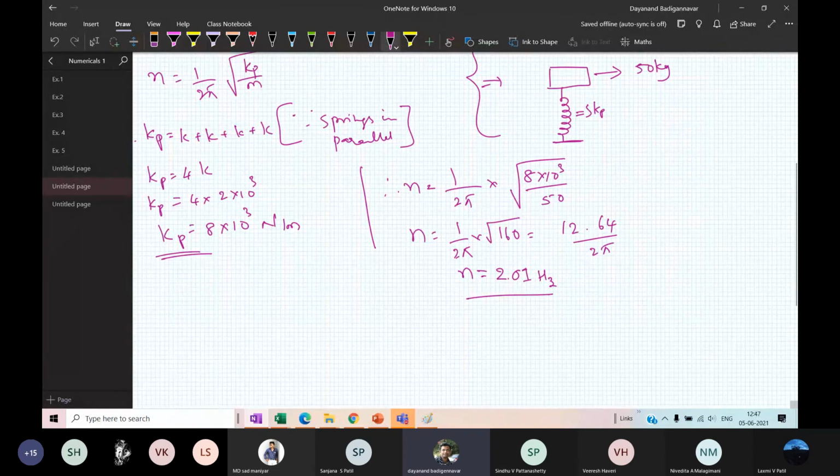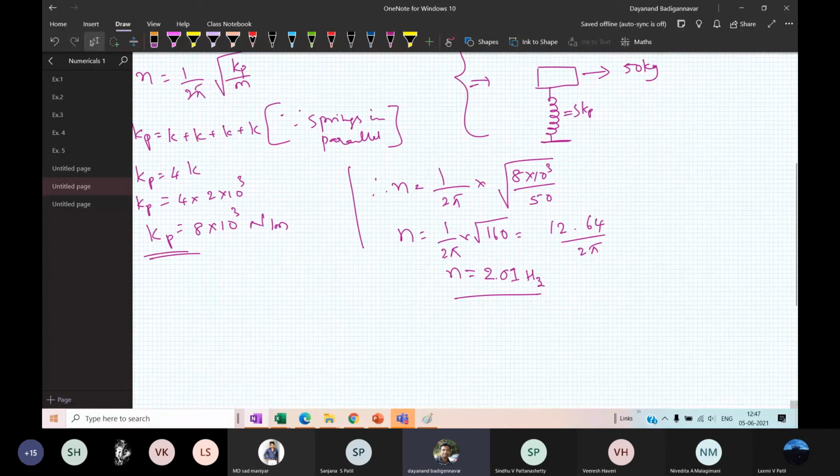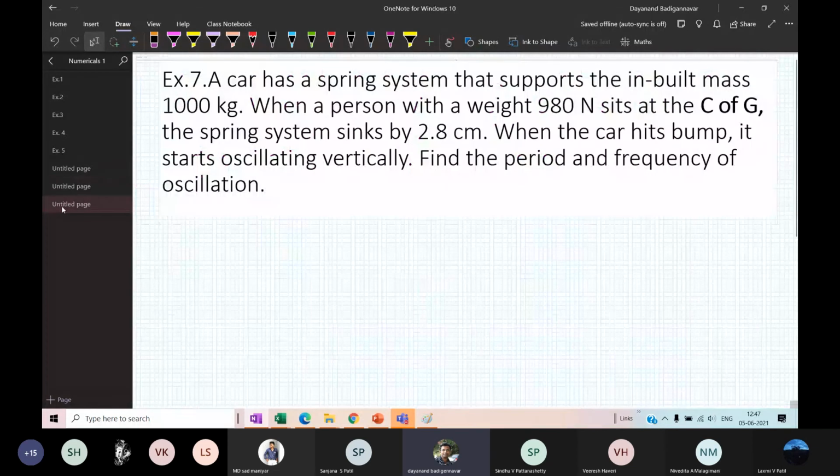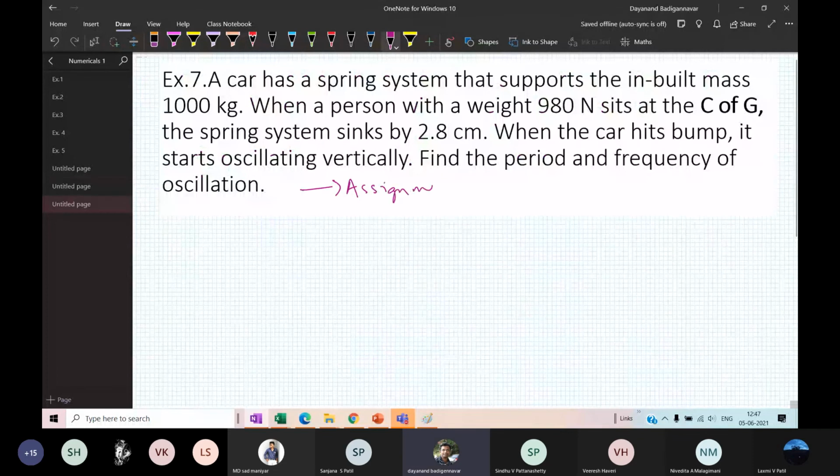So these are the problems that you have, and you do the next one. If you are not able to do the next one, I will do it in the coming classes. You take down this as an assignment. Try to solve this and come up with the result. I think this is problem number 8. Take down this as an assignment and solve it.